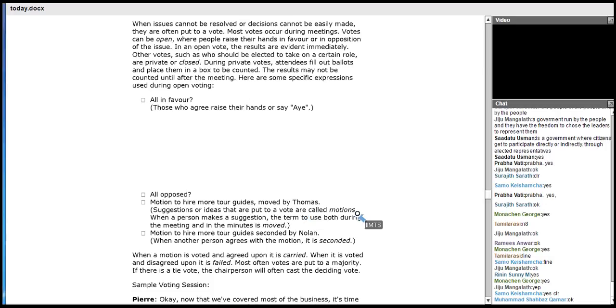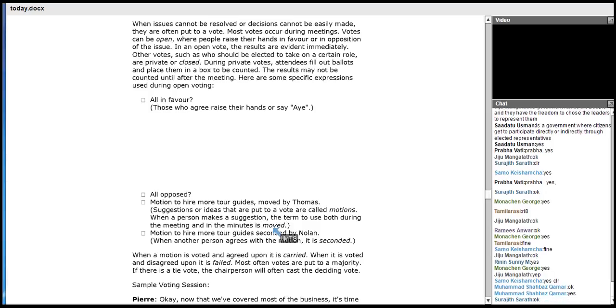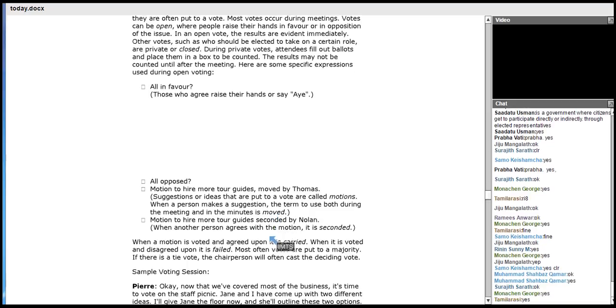Suggestions or ideas that are put to a vote are called motions. Fine. So any suggestion or idea that is being put to vote would be a motion. When a person makes a suggestion, the term to use both during the meeting and in minutes is moved. Fine. Is it clear? When something is subjected to vote, it is a motion.